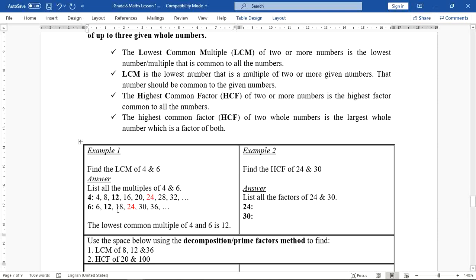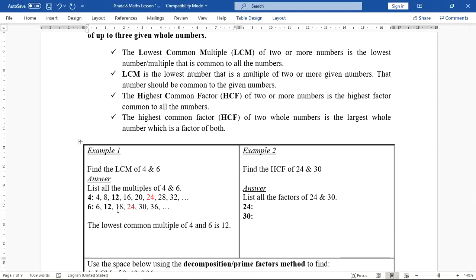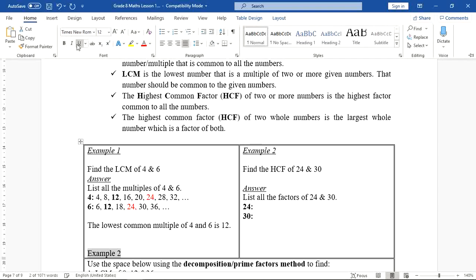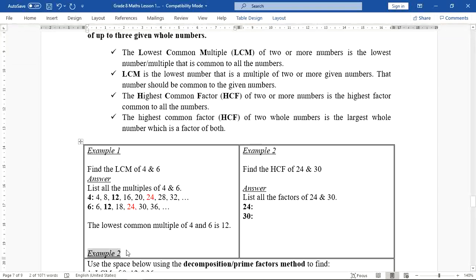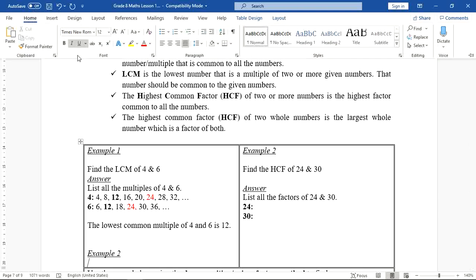Now let us look at example number 2. Let's look at another example. This time around, we are going to use maybe even numbers. So let's call this example number 2. Maybe this one will help you to understand. We underline and italicize it. We need more space. All right, let's see.